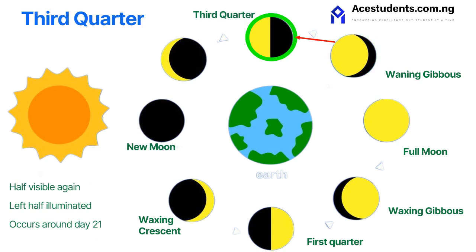About 21 days after the new moon, we reach the last quarter. Once again, half of the moon appears illuminated. But notice something important. Earlier, during the first quarter, the right side was lit. Now, the left side is lit. This shows the moon has continued moving around Earth.